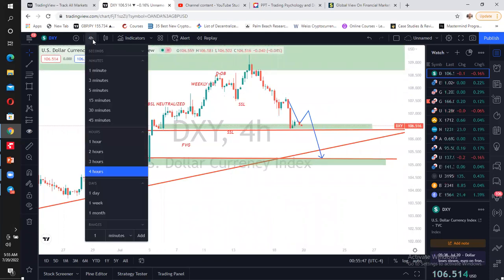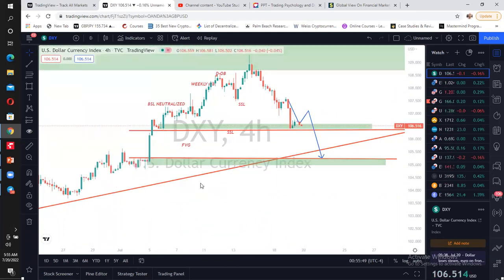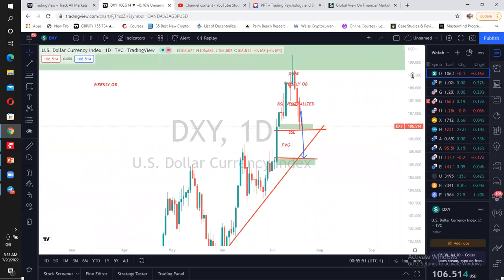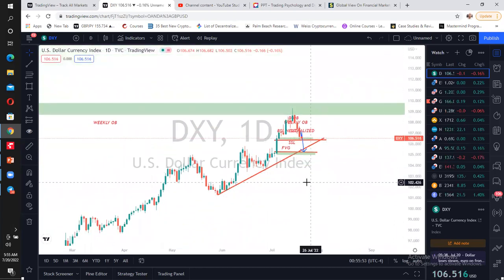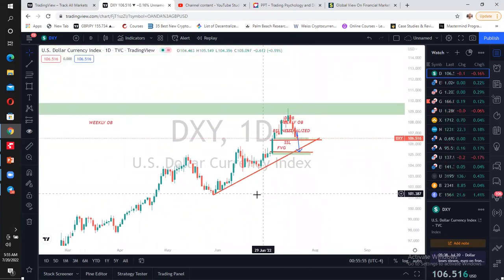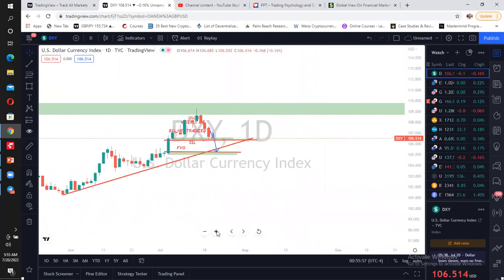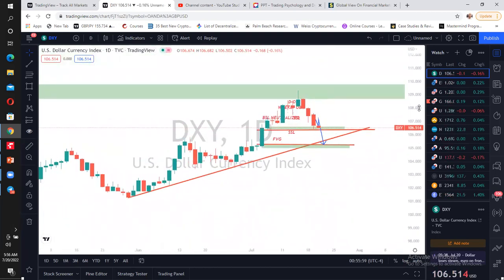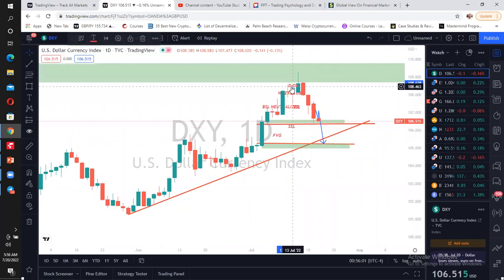Let's go straight to daily and let's see what happened in daily, because the market obeys the higher time frame analysis more than the lower time frame analysis. Let's zoom in. I've taken off some of those things.